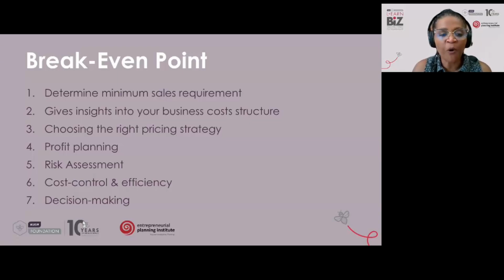So that is the importance, the major importance of a break-even point, to help you to make good decisions about your business.